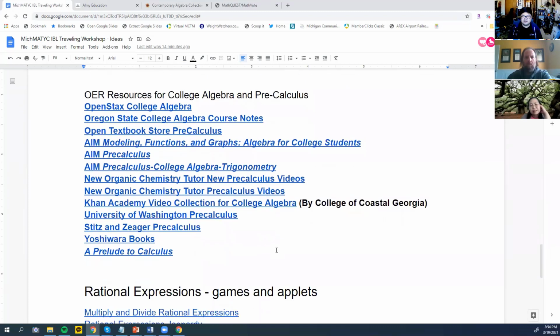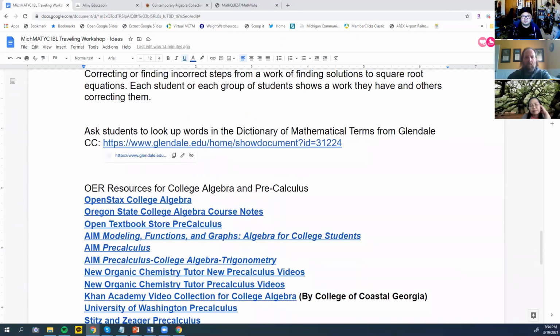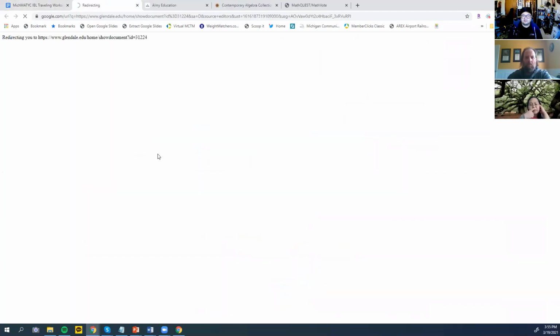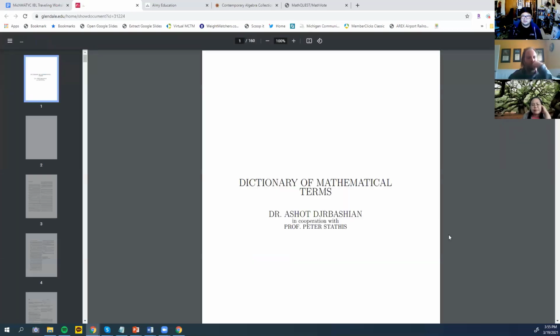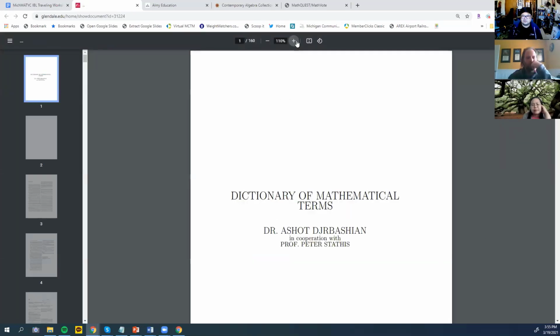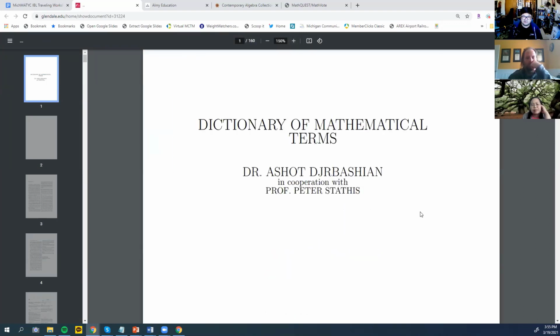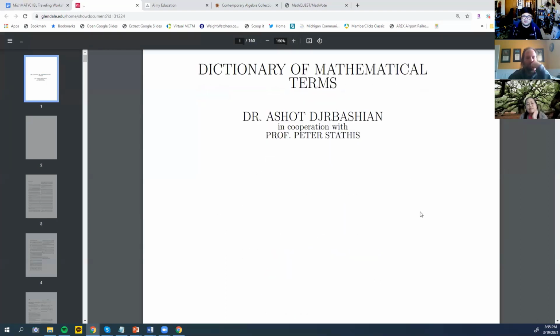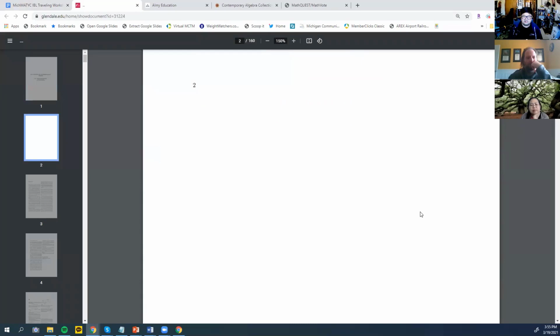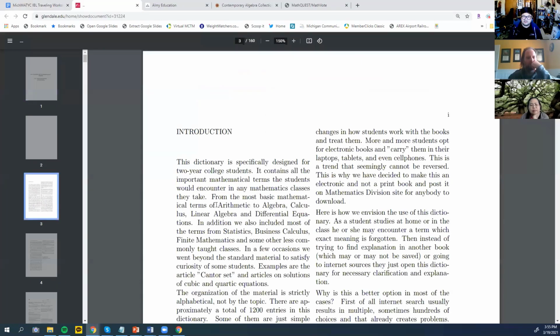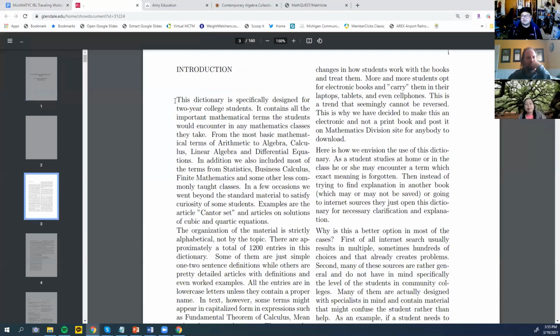Yeah, I like that idea. I was going to say this one here. I don't know if either of you have heard of this one, Mike. Have you seen this file, the Dictionary of Mathematical Terms? I'll say that I absolutely love it, because it was a dictionary designed specifically for 2-year college students.